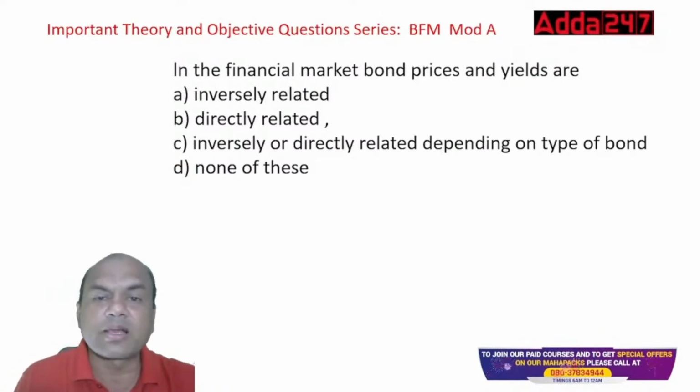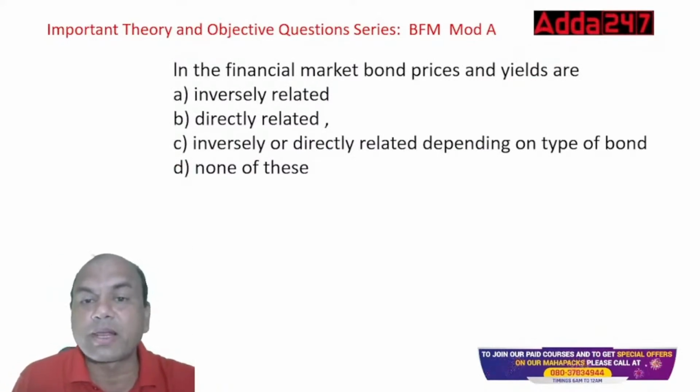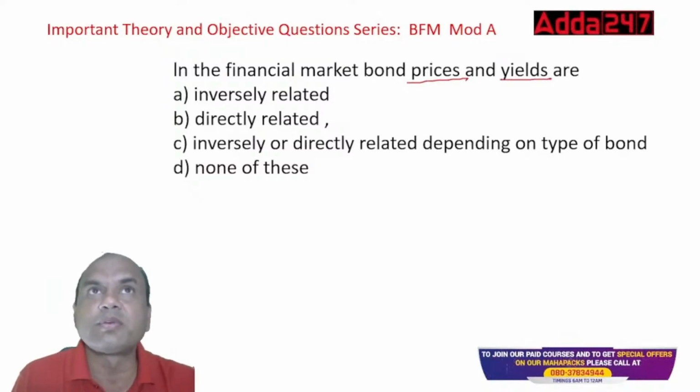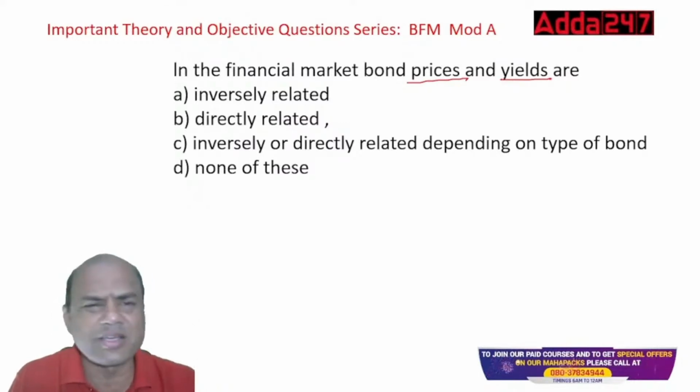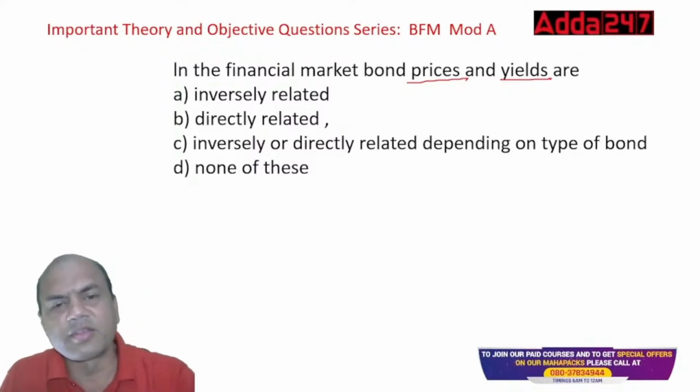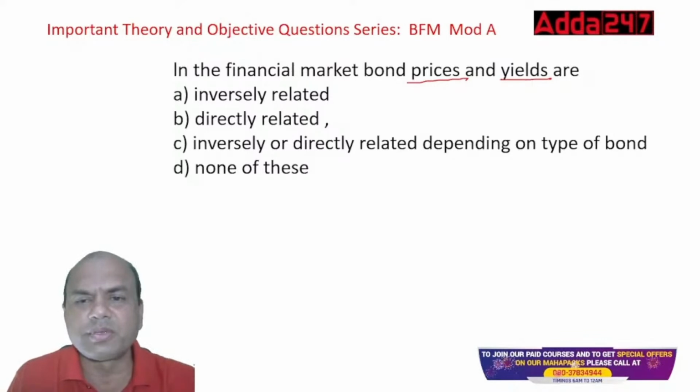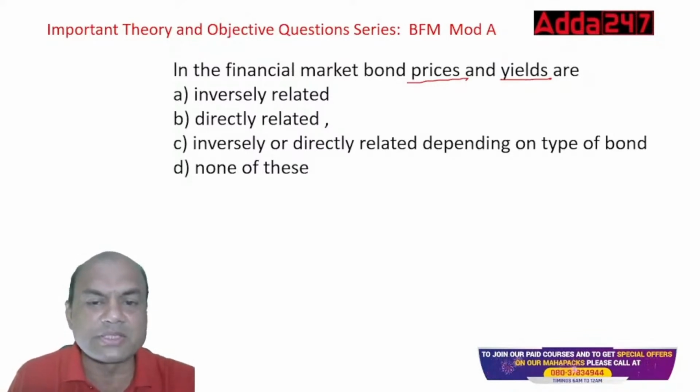In the financial market, bond prices and yields will always be what? Inversely related, directly related, or inversely or directly depending on the type of the bond? This you have studied in your JAIIB also. It is basic knowledge now. Let me see how many of you can answer this. Everyone, do it fast.